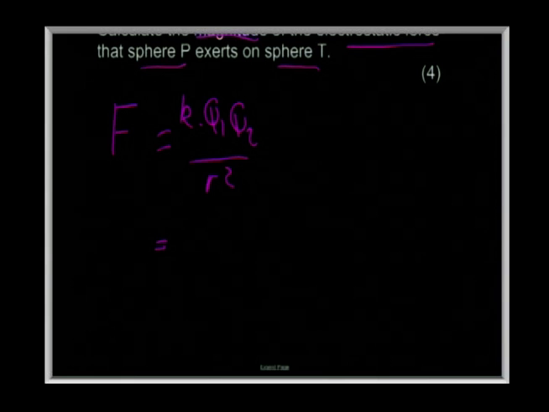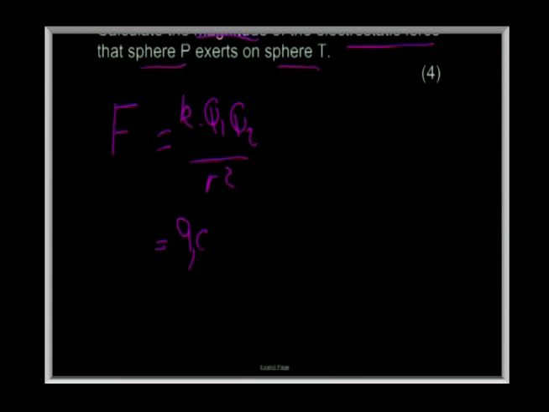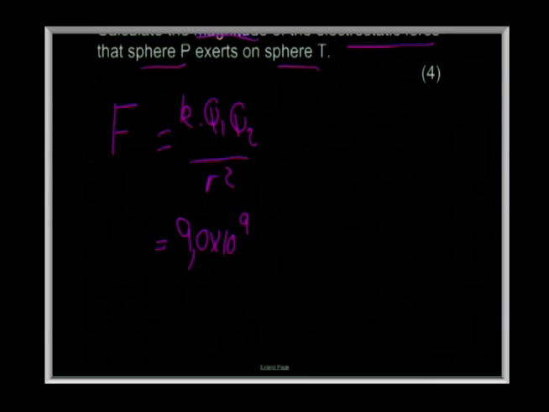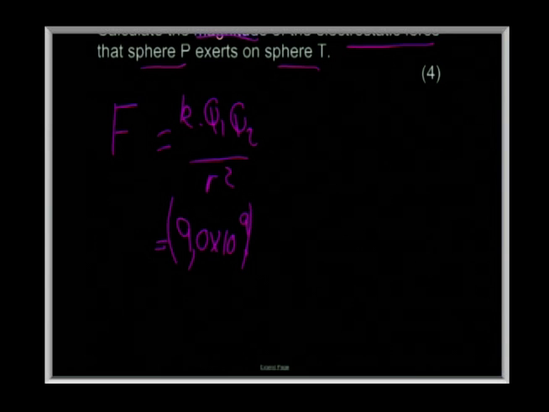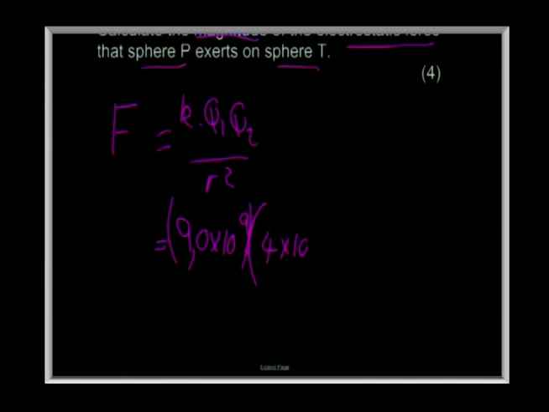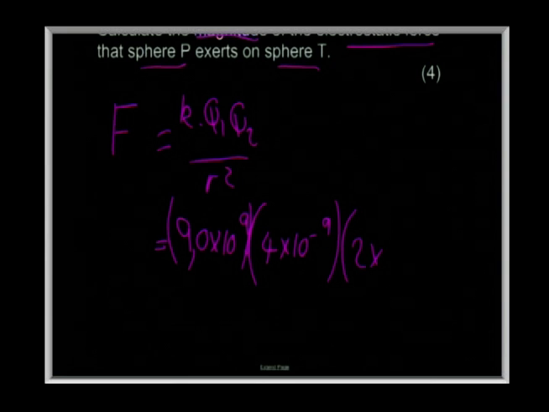Now let's just substitute our values in. What we're going to say is we've got 9,0 times 10 to the 9. That's our constant. You pick it up from the data sheet if you haven't learnt it. And then we're going to put our charges. Put them in brackets. It's easier not to make a mistake, particularly when you're dealing with exponents. We're going to say 4 times 10 to the minus 9. And then this one was positive 2 times 10 to the power of minus 9.